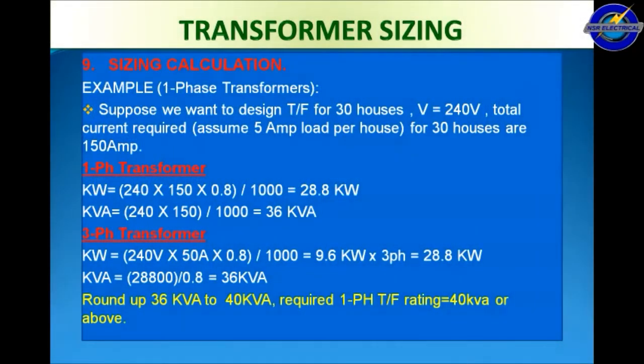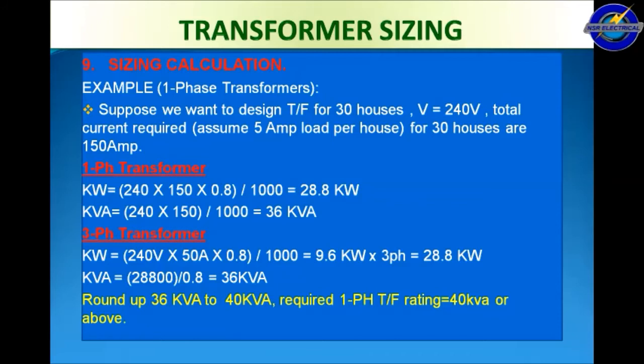Suppose we want to design a transformer for 30 houses. Required voltage is 240 volts. Total current required for 30 houses is 150 amps. Assume 5 amps load per house. Single phase transformer kilowatt equals 240 times 150 times 0.8 power factor divided by 1000. This calculation gives 28.8 kilowatts. Then calculate kVA equals 240 times 150 amps divided by 1000, which is 36 kVA.